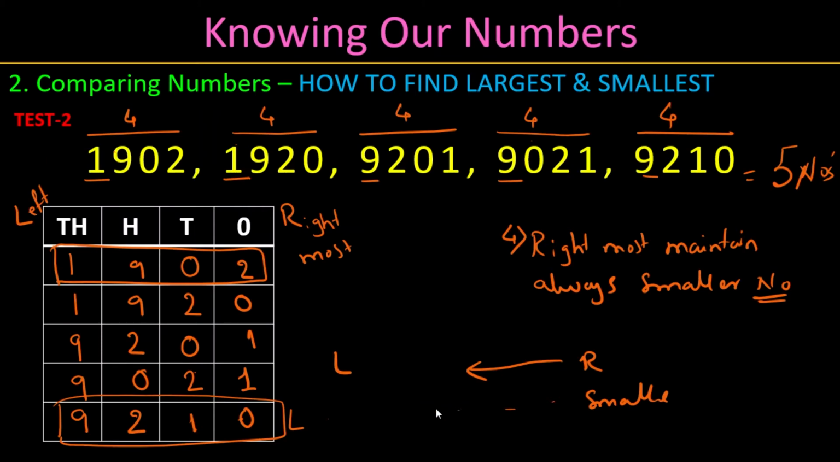Similarly, for the smaller number, it's reverse. It's reverse here. Here is the smallest number, and this side is the largest number. Okay, exactly opposite. For example, here, see, 1 is the smallest number.